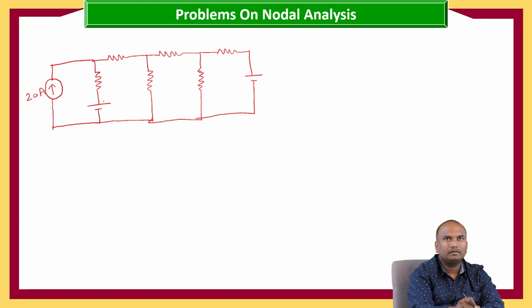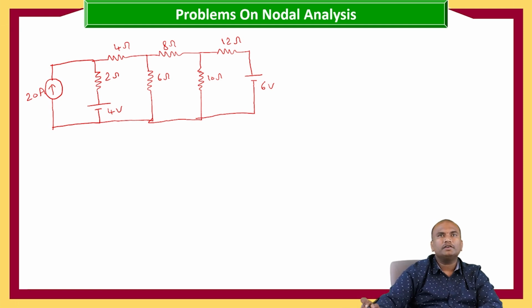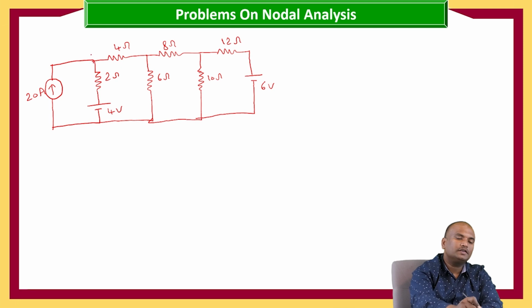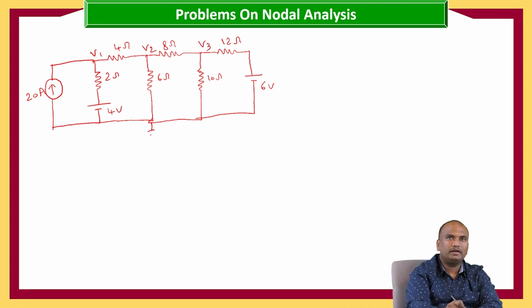20 amperes, 4 volts, 6 volts, 2 ohms, 4 ohms, 6 ohms, 8 ohms, 10 ohms, 12 ohms. Let us take only even values so that we can have easy calculations. And here we are having 4 nodes. This is V1, V2, V3, and this is our reference node.